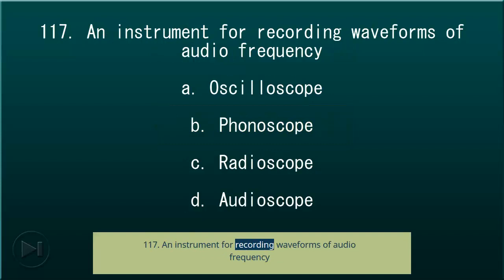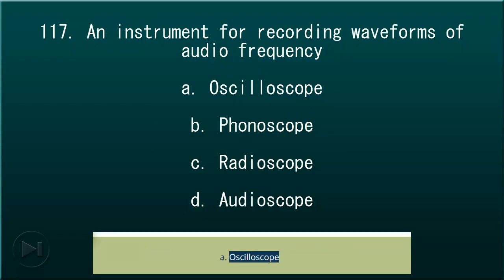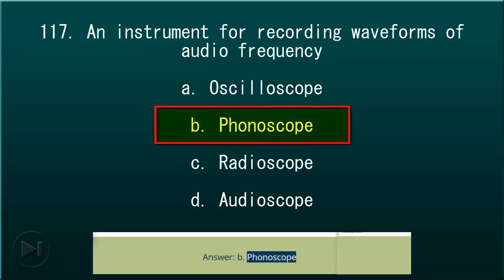117. An instrument for recording waveforms of audio frequency. A. Oscilloscope. B. Phonoscope. C. Radioscope. D. Audioscope. Answer: B. Phonoscope.